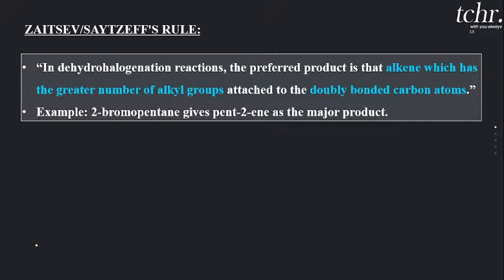This is what this sentence you have to mention when Zaitsev rule is asked. For example, students, let me take 2-bromopentane.